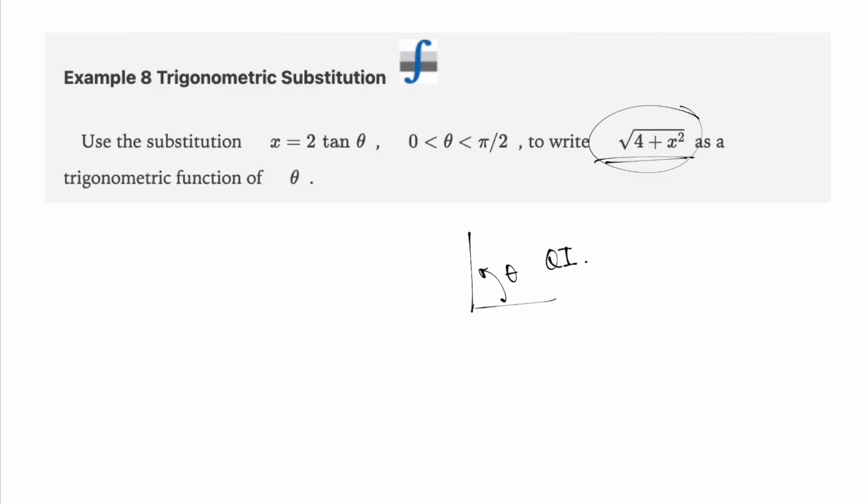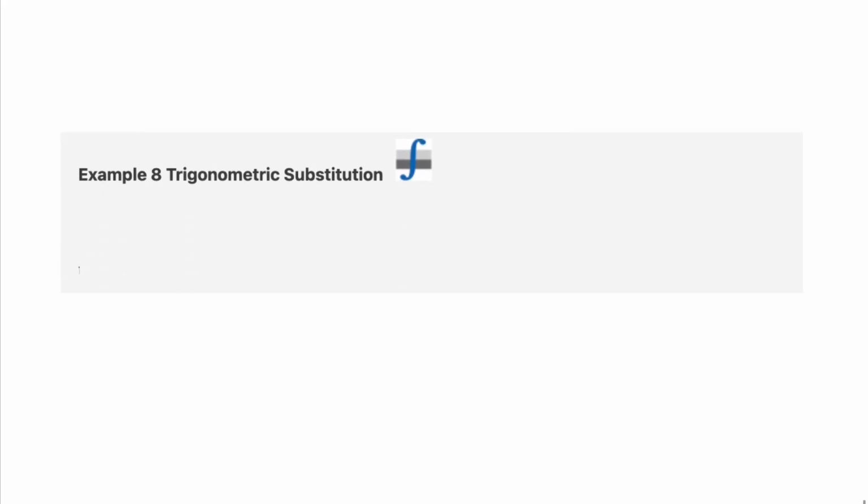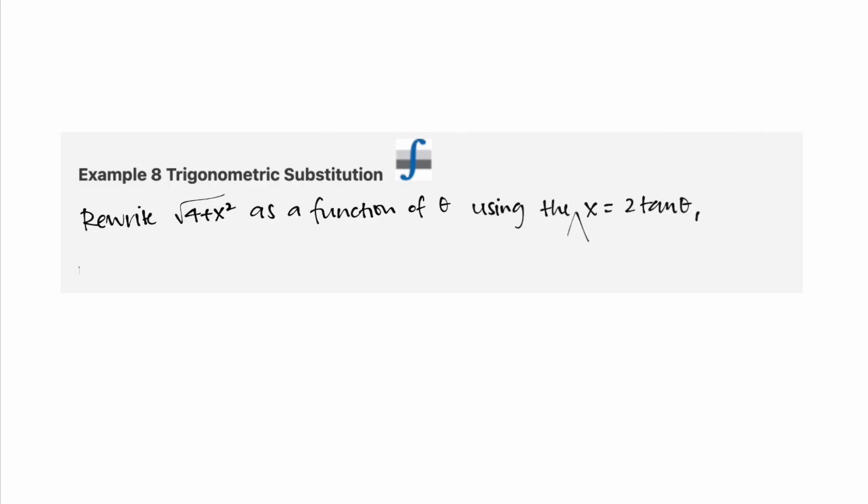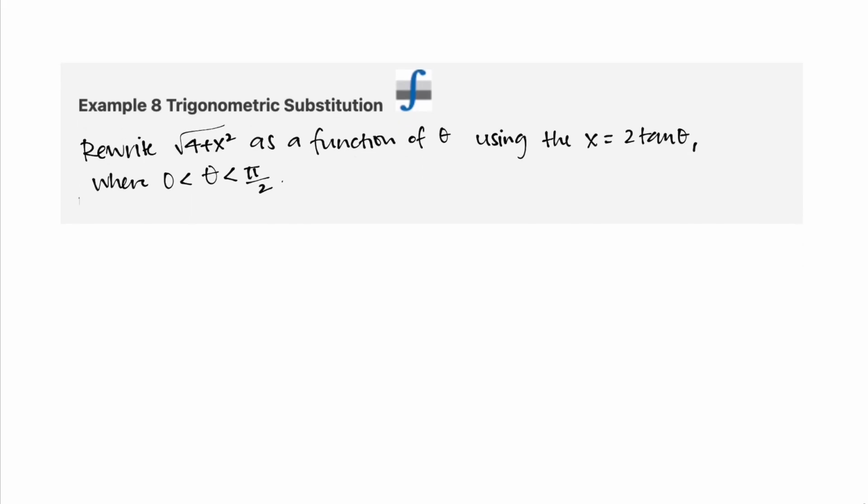Now, does this exactly make sense? What if we rewrite it a little differently to see exactly what it's asking us to do? The way that I would phrase this is that we need to rewrite the square root of 4 plus x squared as a function of theta using the substitution x equals 2 tangent theta, so long as theta is between 0 and pi over 2. Using this information, we can see more directly what the instructions are asking us to do. We need to rewrite an entire expression using the substitution that we've been given.